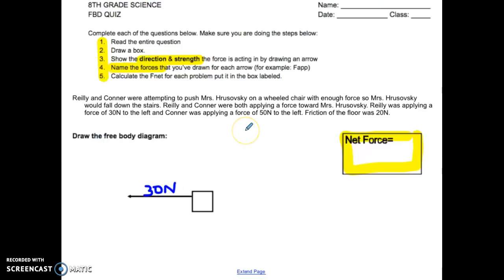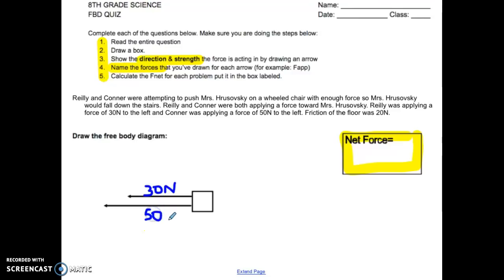And then it says, let's see, Connor was applying a force of 50 newtons to the left. So here's where I really need to make sure that I'm showing that the vector's larger. So I don't want it just to be like there. Okay, really show that it's a larger amount of force. And I'm going to go ahead and label that with 50.